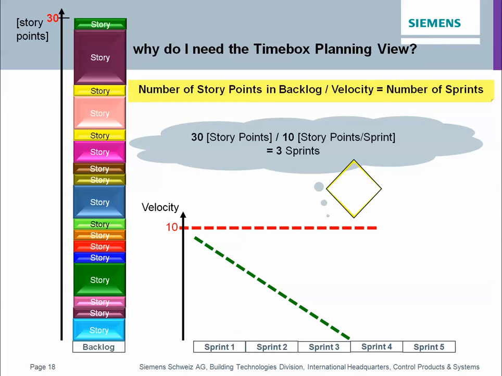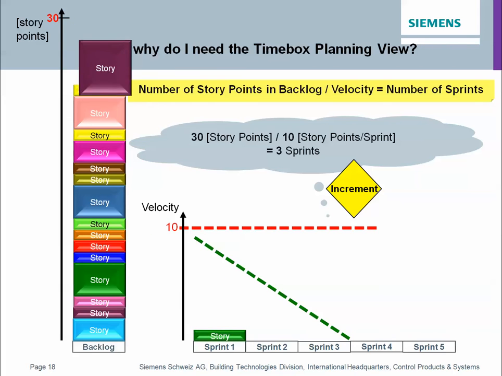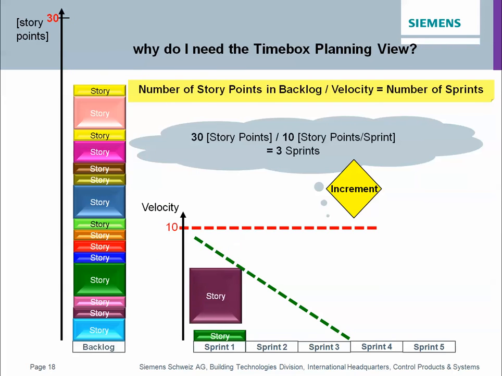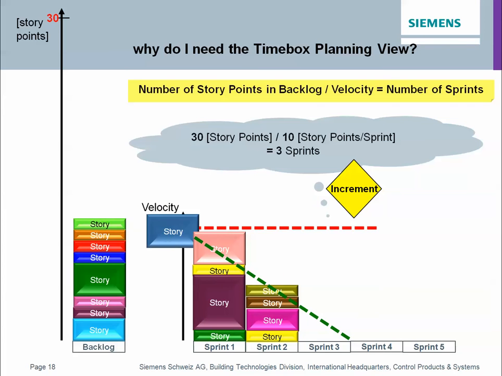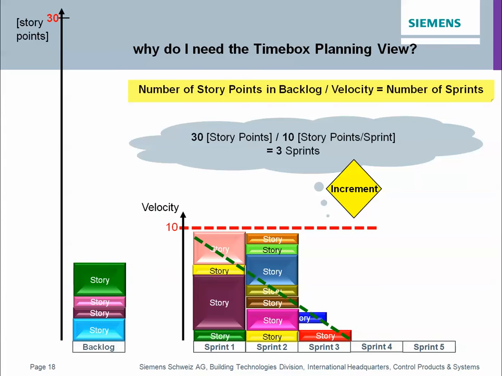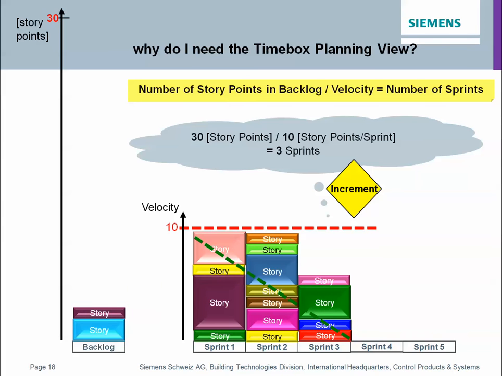So if it is that easy that we can communicate to the stakeholder that we are going to be finished by the end of sprint 3, why do we need this Timebox Planning View? By watching this animation, it's really that easy if you have just one team. However, imagine if there are multiple teams. If you are in a multiple team environment, then it becomes more complex. You have dependencies.